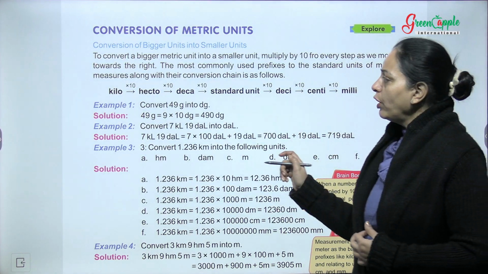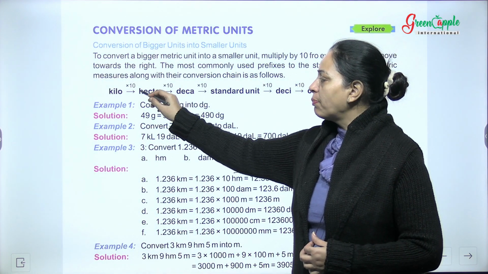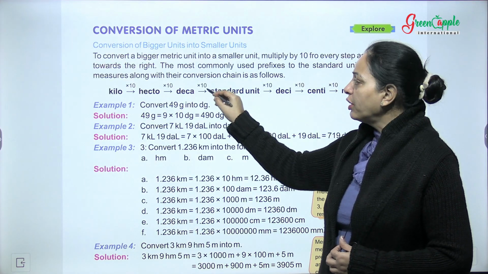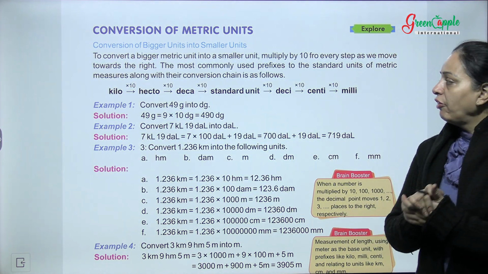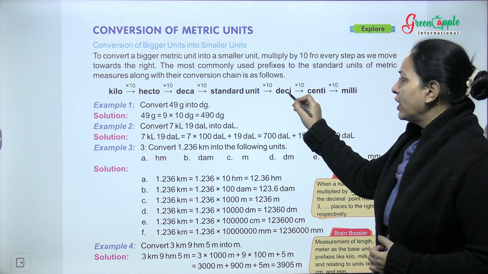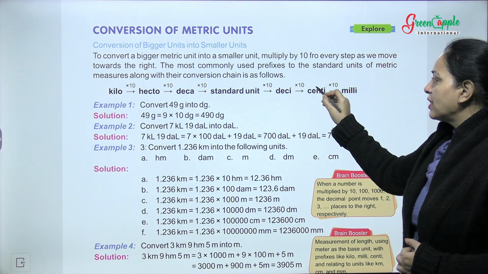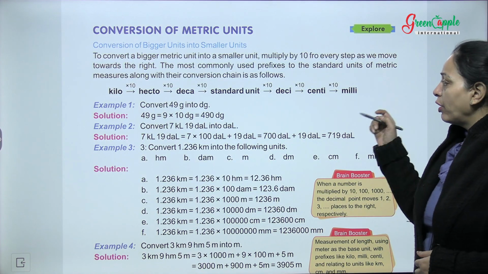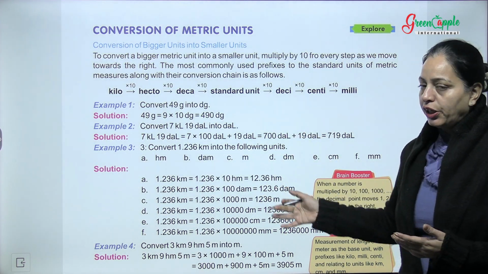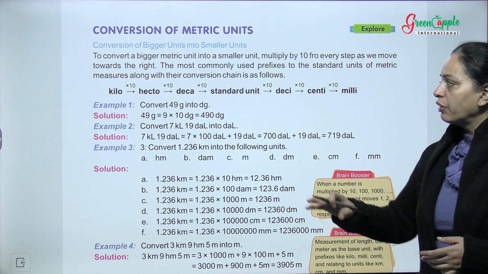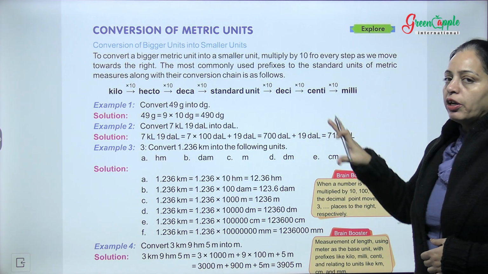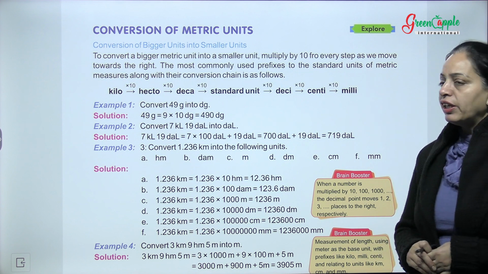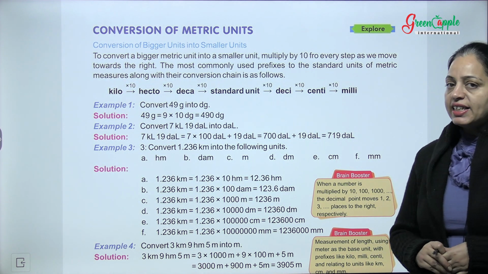Okay, so when we are going from kilo to hecto, multiply by 10, hecto to deca, multiply by 10, deca to standard unit, multiply by 10. And when we are moving from standard to deci, multiply by 10, deci to centi, multiply by 10, centi to milli, multiply by 10. And when we are going the other way, we will do that later on. First we are talking about conversion of bigger to smaller, meaning multiplication. So example 1, convert 49 gram into decigram.